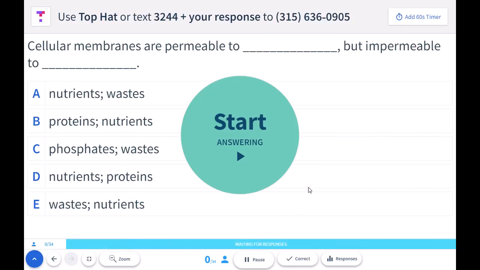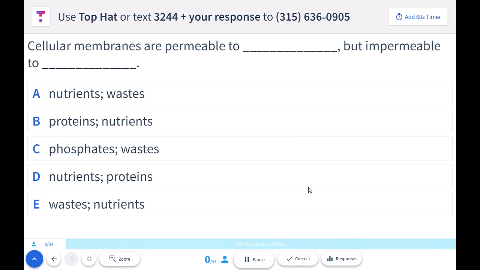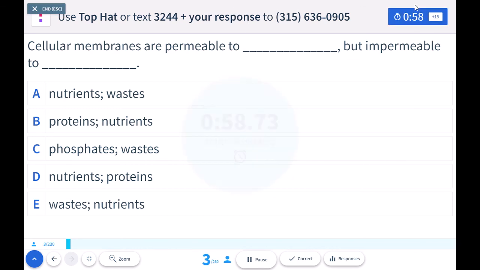And then one last review question and we're done for the day. As we're looking at the cell, our cell membranes are permeable to blank, but impermeable to blank. What can we let through our cell membrane and what do we not let through? Small molecules can go through easily. Large molecules have a very hard time going through the cell membrane.